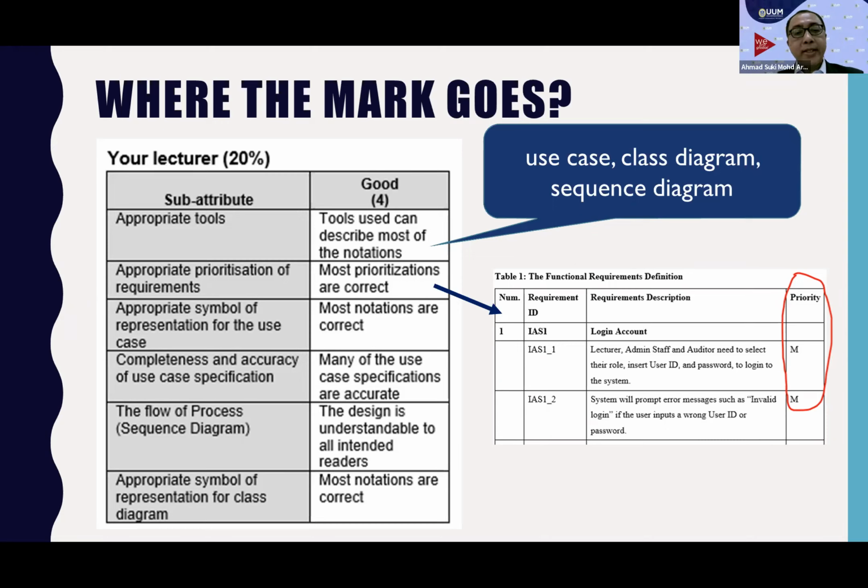The third and the fourth thing is about your use case. The fifth item is about your sequence diagram, and the last one is the class diagram. So I have shared with you one of the reports. I think it is one of the good reports that write all those tools: use case, class diagram, sequence diagram. One of your seniors.